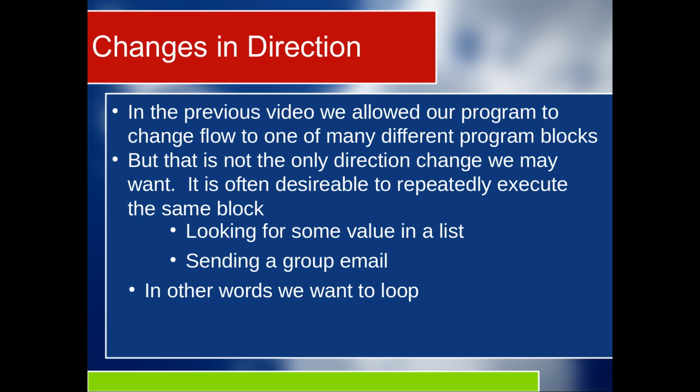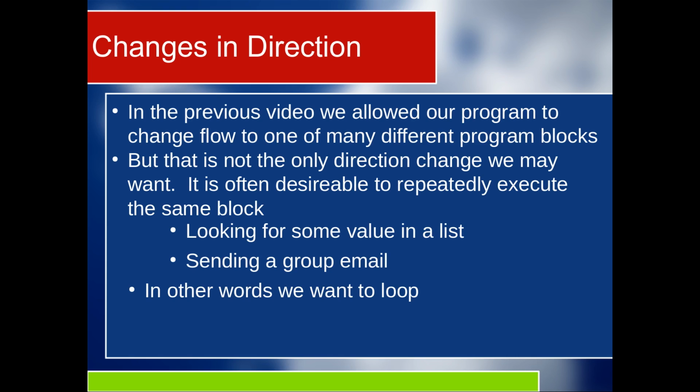In branching, we are trying to choose, based upon some condition, one path amongst many possible paths. It's sort of like switching a train on a track. But that may not be the only kind of directional change we want. We may want to repeat a block of code over and over again.